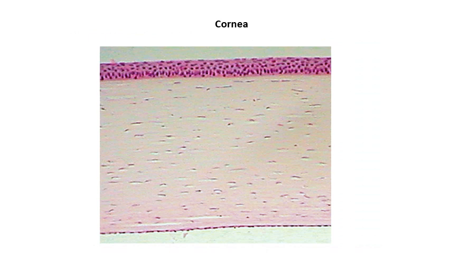Here is the cornea, formed of 5 layers: non-keratinized stratified squamous epithelium and simple squamous epithelium, 2 membranes, Bowman's membrane and Descemet's membrane, and in between them, the substantia propria.